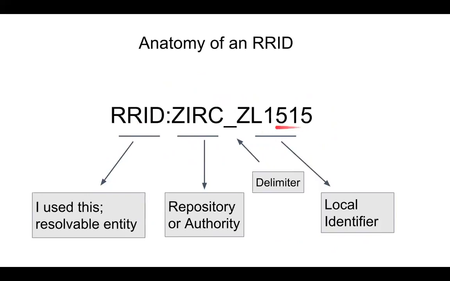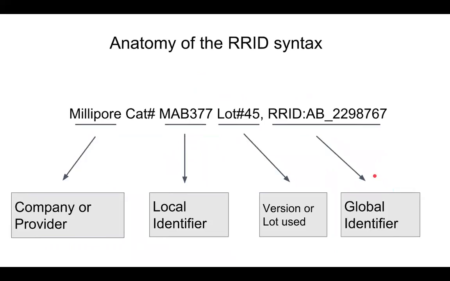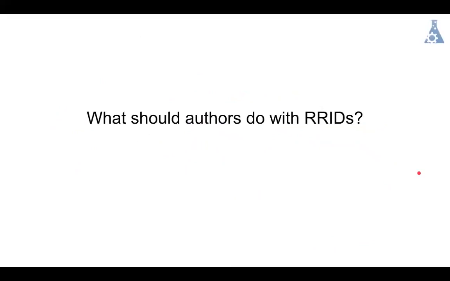Its stock number, that's the local identifier, so it's 1515. And so this is what it looks like. Now the anatomy of the full syntax: this is a particular antibody from a company called Millipore with a local identifier here. We suggest that the lot number is used. And of course, the global identifier from the authoritative database is at the end.